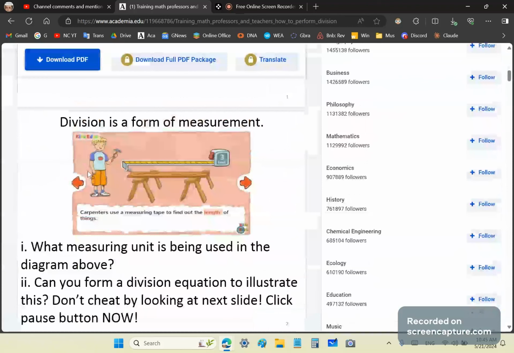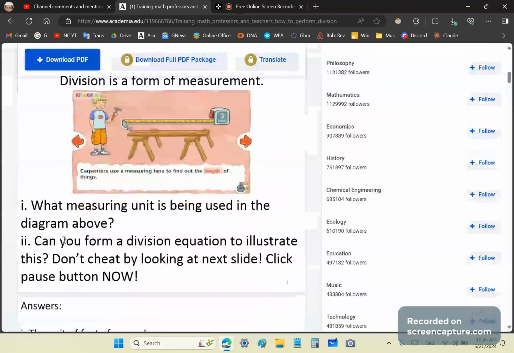So I start off with the first slide. Division is a form of measurement. What measuring unit is being used in the diagram above? Can you tell? Can you form a division equation to illustrate this? Don't cheat by looking at the next slide. Click pause button now.